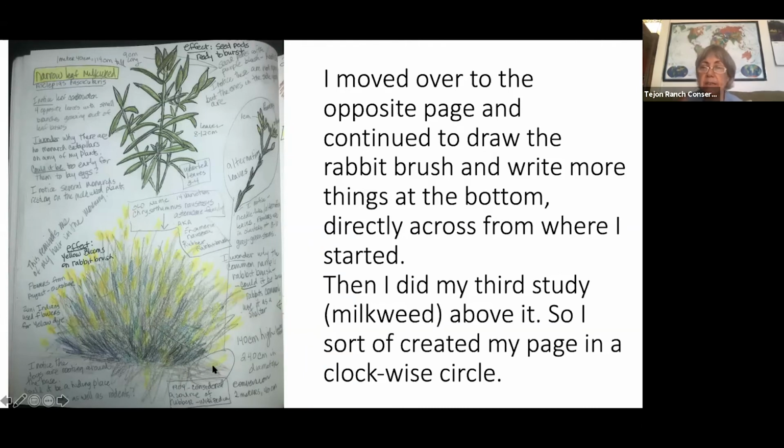It's interesting. Then after I finished with my rabbit brush, I went up and studied my last thing, which was narrow-leaf milkweed. So I started on my right, upper right-hand corner. I went down, over to the left, and then up. I actually did my journal in a circular, clockwise motion, which actually felt really good and complete. Anything done in circles always feels kind of complete. And I liked how it turned out.